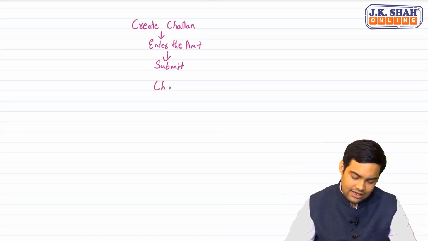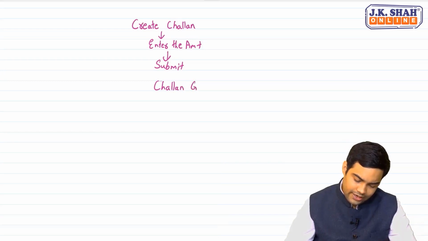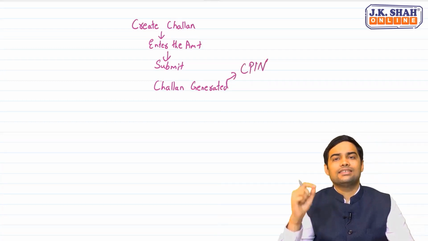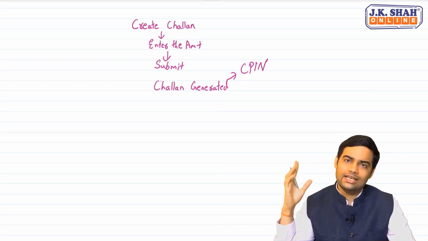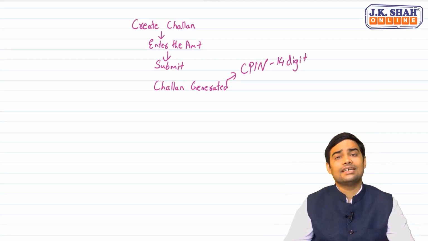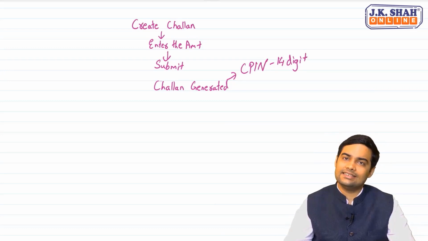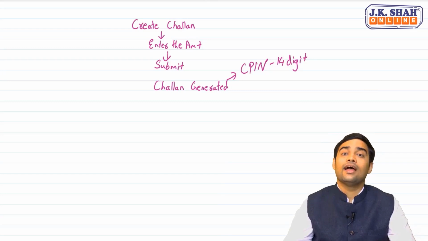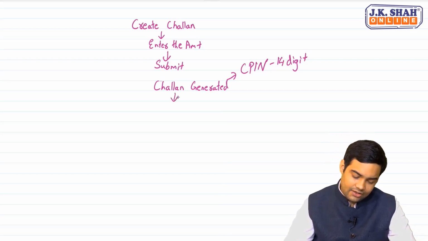Now the moment challan is generated, you get a CPIN. Now what is this CPIN? CPIN is Common Portal Identification Number. This is a 14-digit number which signifies that the challan is generated successfully. Have you paid the tax till now? The answer is no. But the moment you generate a challan, a Common Portal Identification Number is communicated to you. Once the challan is generated, thereafter you can make the payment through net banking.